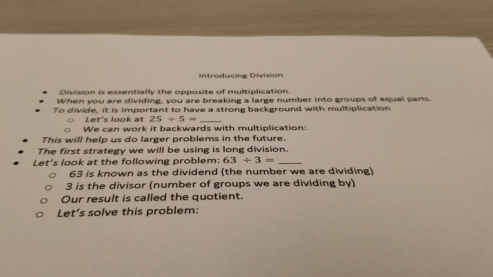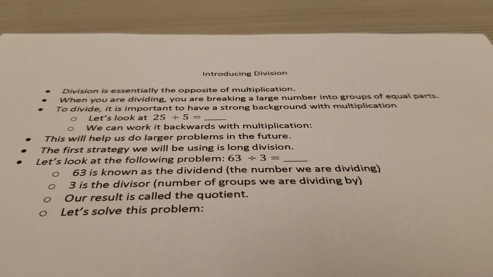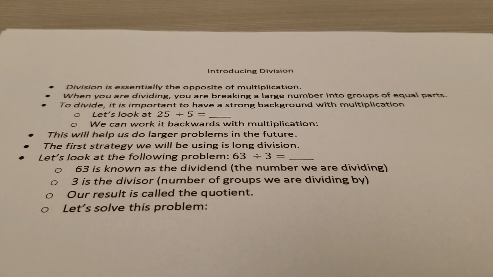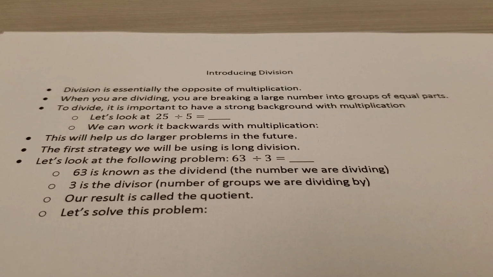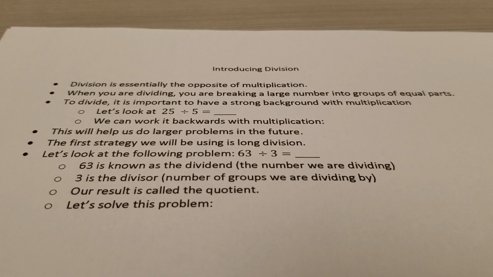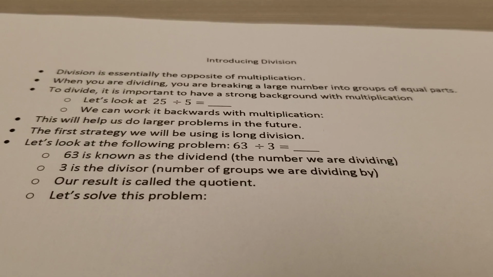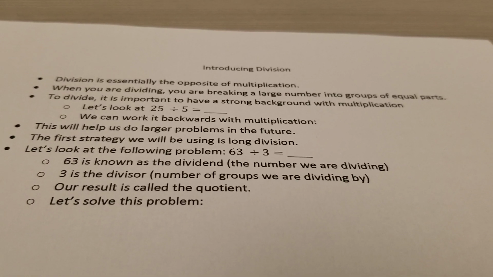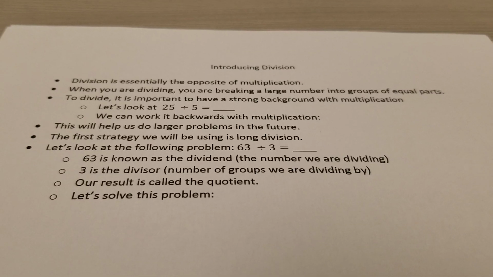So, division is essentially the opposite of multiplication. Just like addition and subtraction are opposites, multiplication and division are opposites. When you are dividing, you are breaking a large number into groups of equal parts. To divide, it is important to have a strong background with multiplication. Particularly, I'm talking about times table facts, because knowing those is going to make doing long division, which is what we're going to be doing here, a lot easier. But you can also recall your fact families from 3rd grade.